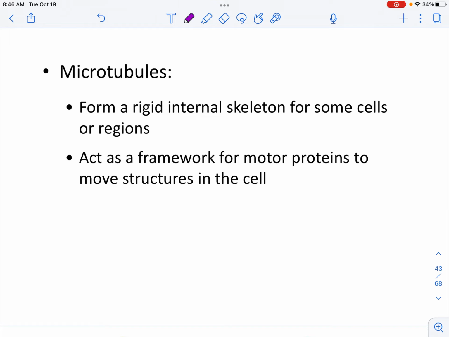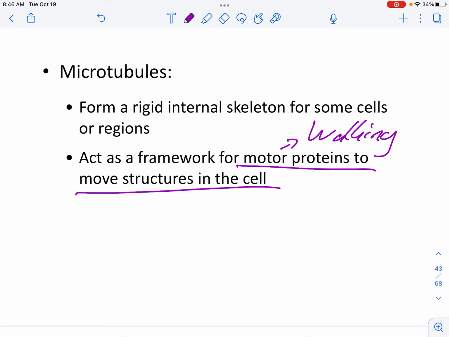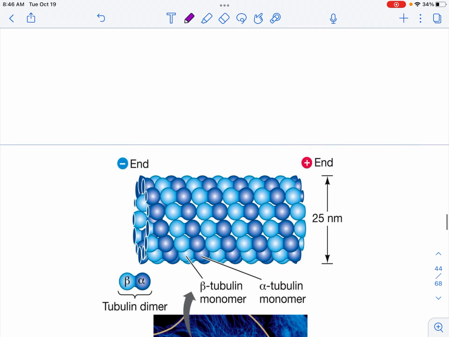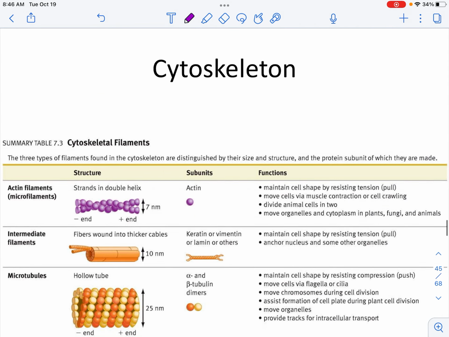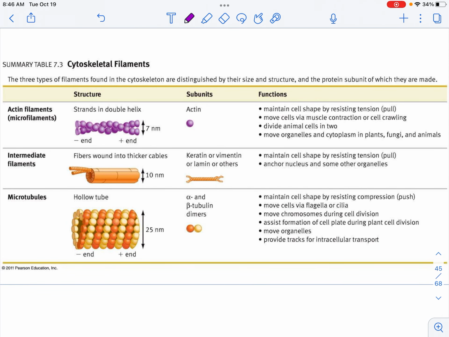And then microtubules, made from tubulin, act as a framework for motor proteins to move structures in a cell. Those are your walking proteins, which is insane how God made this stuff so complicated. There are your microtubules. So this kind of sums it up. And if you were to review something, I'll show you what to review right here on this slide.